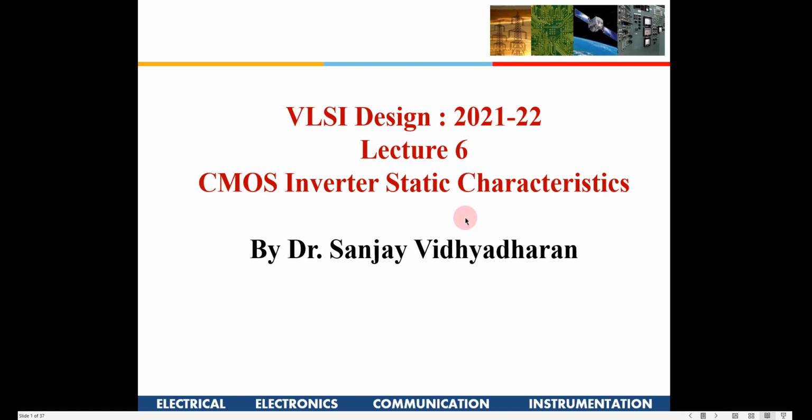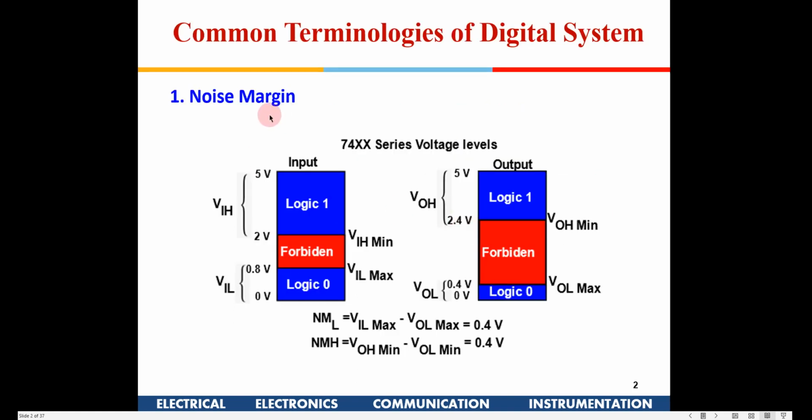transient characteristics. Let's again revisit this particular terminology which we are going to use today, and we are going to derive today for certain circuits: noise margin. Earlier we said that before the invention of CMOS, we had BJT based logic families. There the definition of noise margin was slightly different.